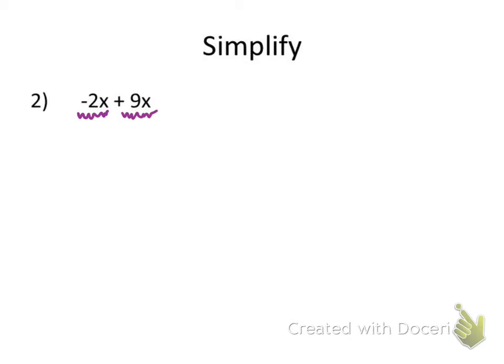What is negative 2 plus 9? 7, and then the x just comes along for the ride. Now, I will tell you, you can't type this in your calculator, negative 2x plus 9x, but you can type in negative 2 plus 9, and then just remember that the x comes along with it. So you can still use a calculator on these even though you don't have an x button.